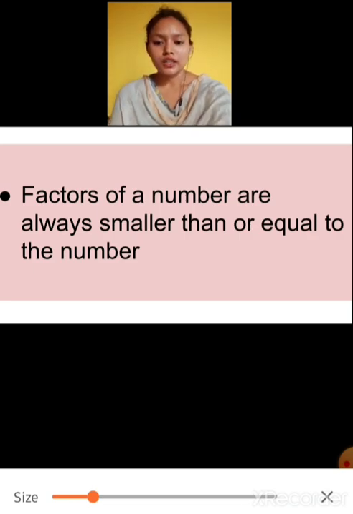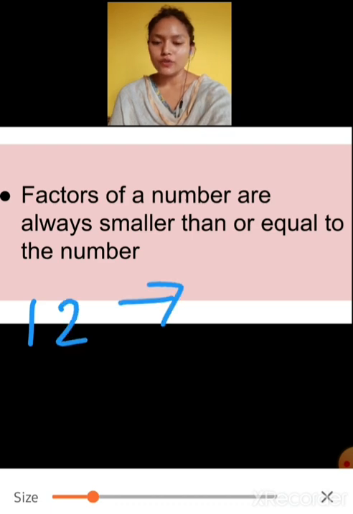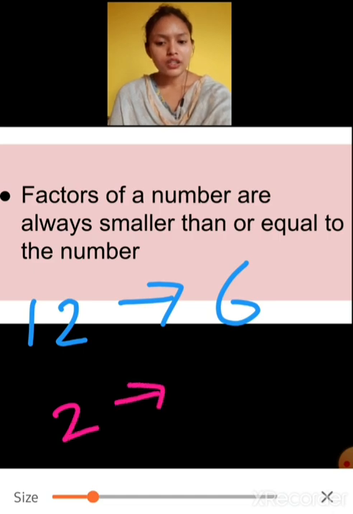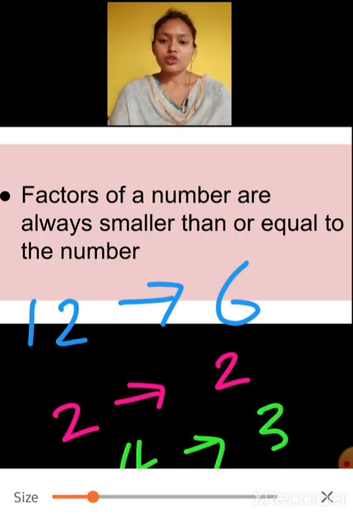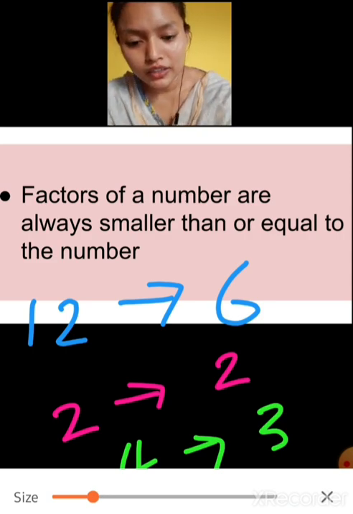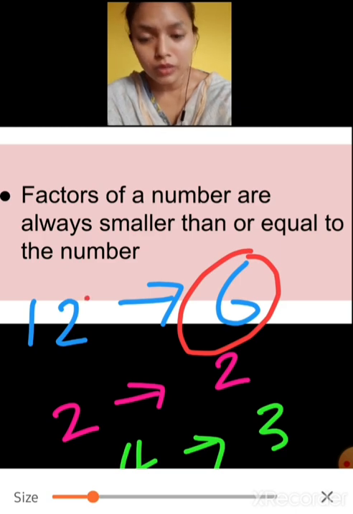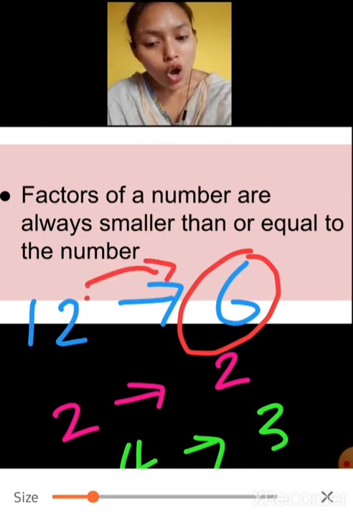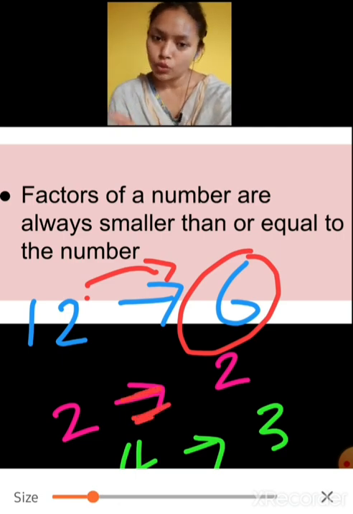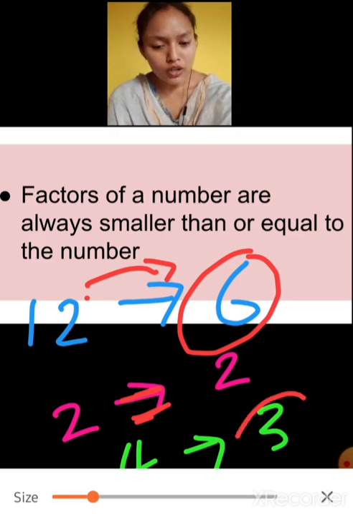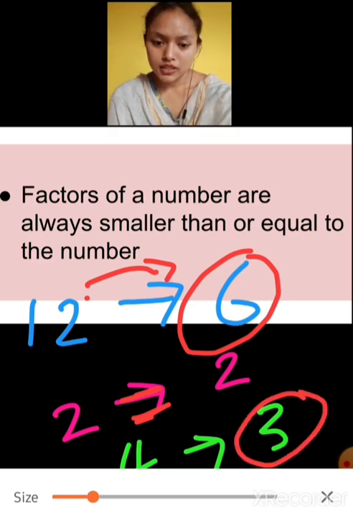As we have seen, in the case of 12, how many factors were there? 6 factors. In the case of 2, only 2 factors were there. In the case of 4, we will see how many factors are there? 3 factors. So you can see these possible factors are smaller than the number 12. So it is smaller than the number or equal to the number. The factors of 2 are equal to the number or smaller than the number. 4, okay, 3 factors.